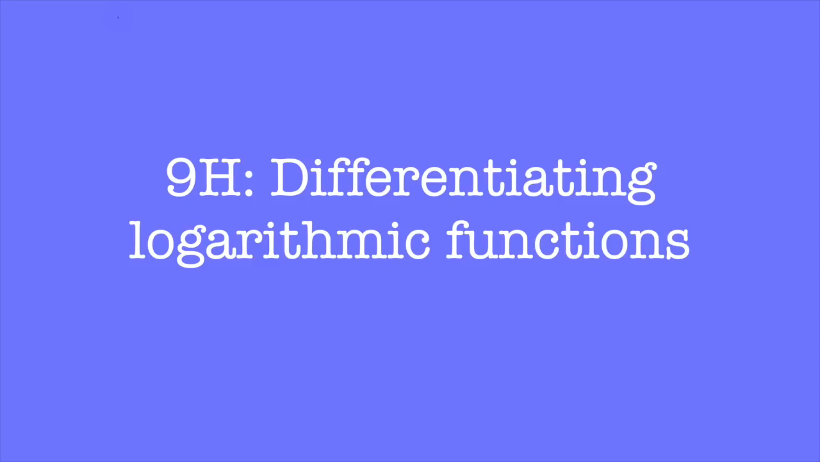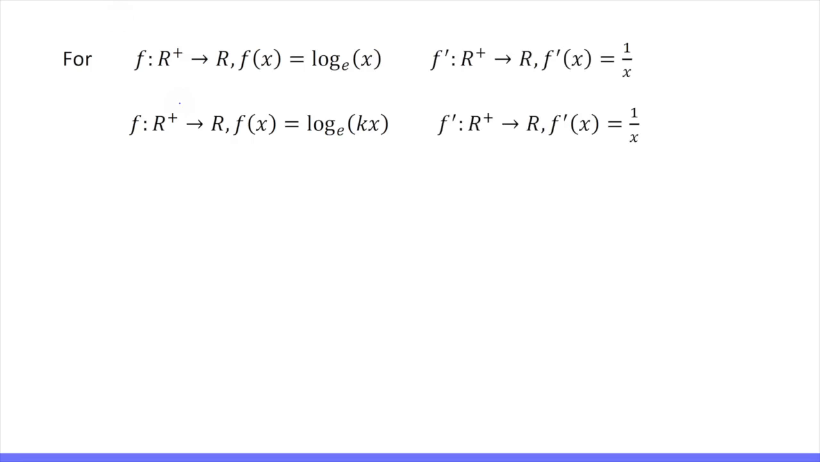9h, differentiating logarithmic functions. The rule for the derivative of log e of x is that when you differentiate it, it is simply equal to 1 on x. Even when I have a coefficient of x, such as k, it will still equal 1 on x. We can actually figure out how this rule comes about using algebra.